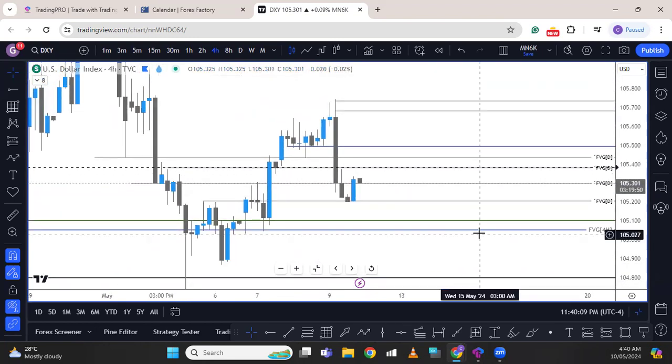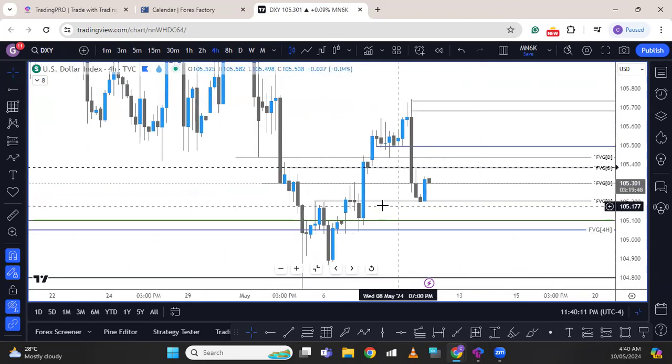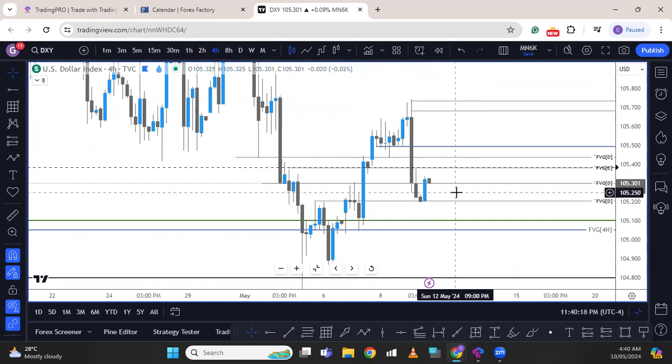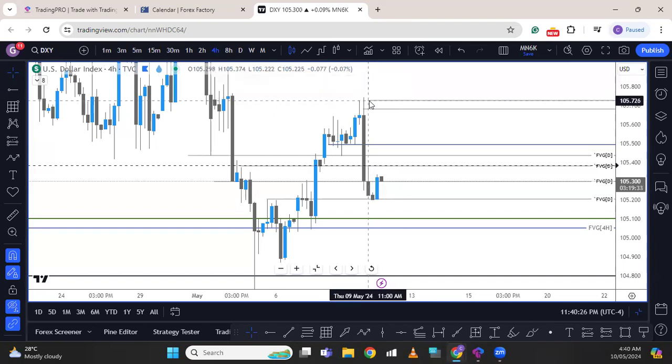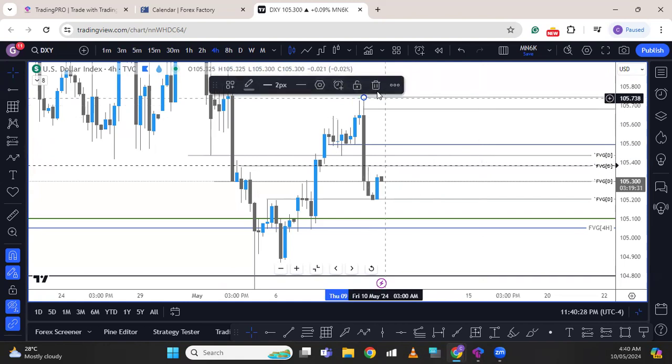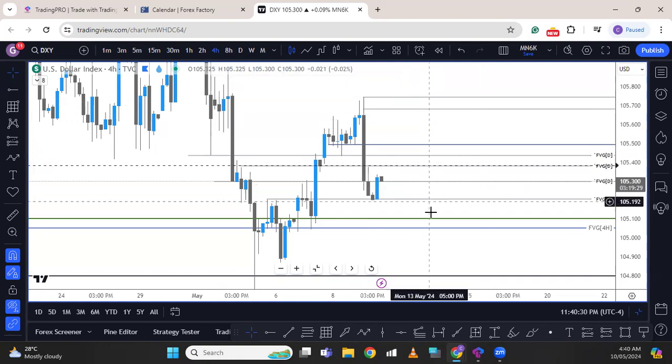But the 4-hour is still slightly tilted to the downside, although price is bouncing from this bullish order block. The momentum is not that strong. So we'll wait to see if price can take out this high. If price does not take out this previous day's high, that is our 105.74, it may still move to the downside.